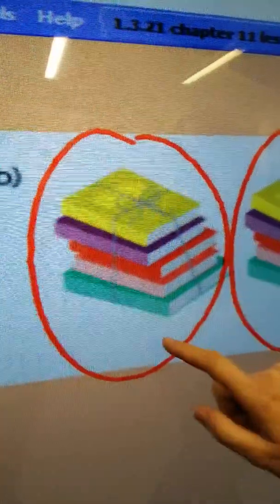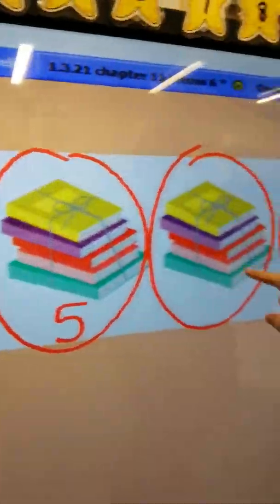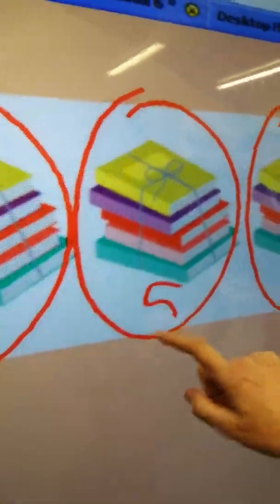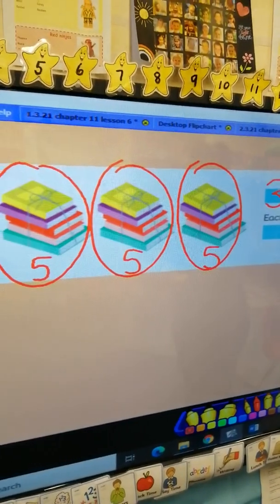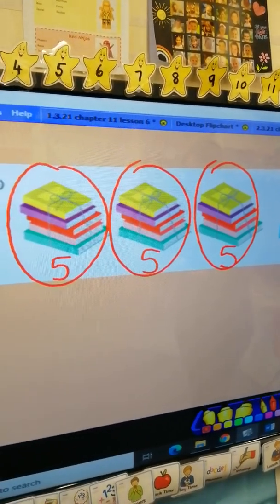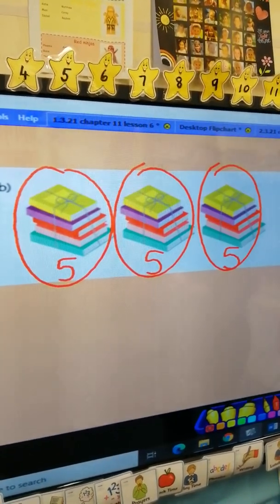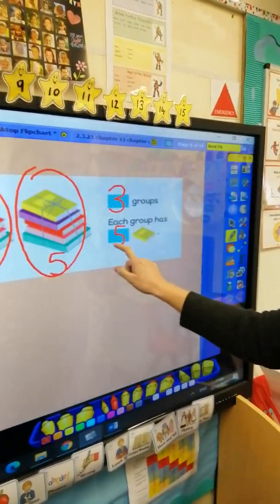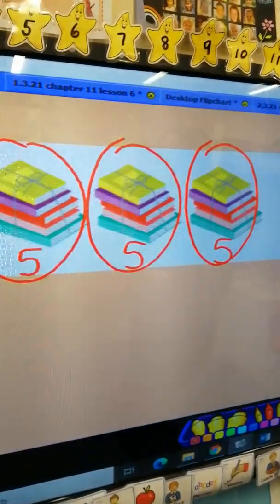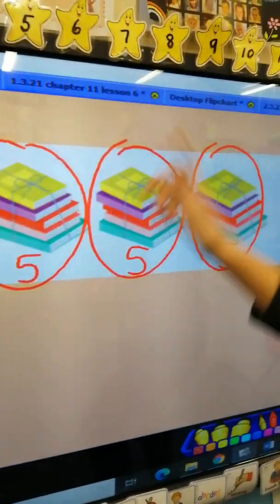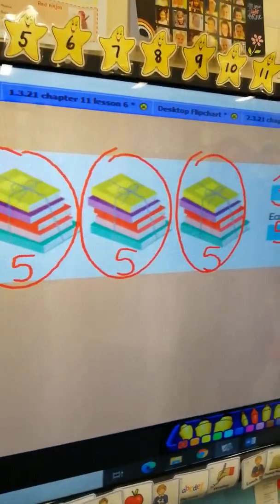How many books are there in each group? 1, 2, 3, 4, 5. Is it the same here? 1, 2, 3, 4, 5. It's the same here. 1, 2, 3, 4, 5. So what can we say about those groups? They are all equal groups. Those groups are equal. So each group has got 5 books in it. We could count how many books there are all together. We could count in 5s, couldn't we? We could say 5, 10, 15.